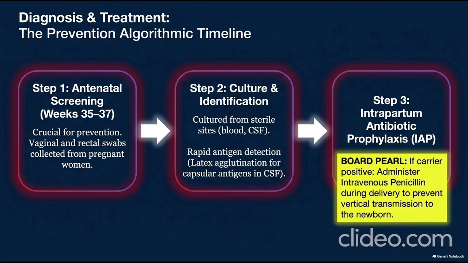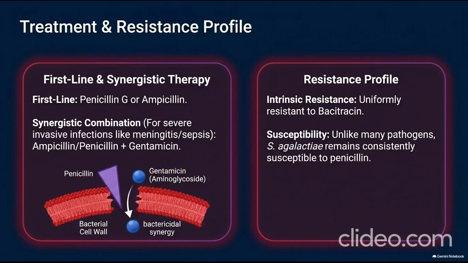The resistance profile. GBS has a very characteristic and highly predictable resistance pattern. First, S. agalactiae possesses intrinsic resistance to bacitracin. This is not an acquired resistance. GBS lacks the target pathway, making bacitracin resistance an excellent diagnostic marker to differentiate GBS from bacitracin-sensitive S. pyogenes.